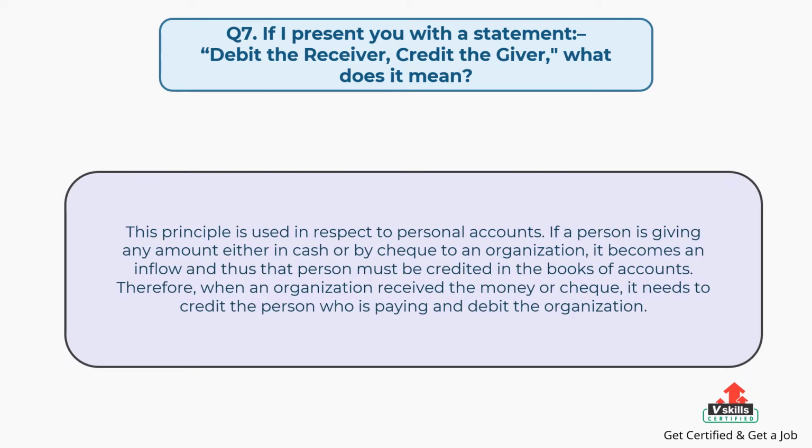If a person is giving any amount either in cash or by check to an organization, it becomes an inflow and thus that person must be credited in the books of accounts. Therefore, when an organization received the money or check, it needs to credit the person who is paying and debit the organization.